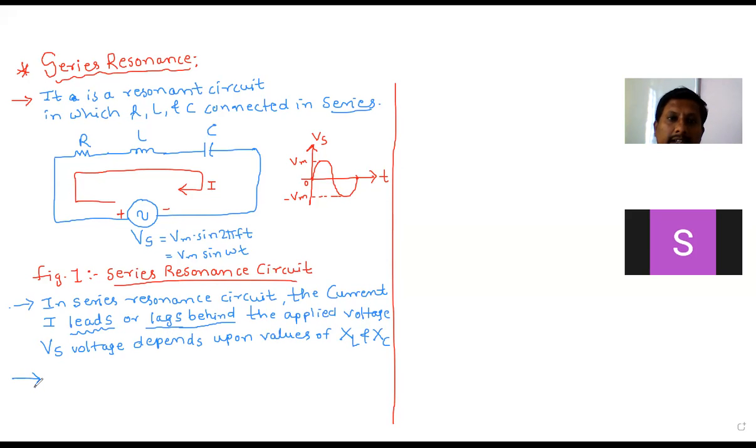Does the current I lead or lag the voltage Vs? That depends on the values of XL and XC. So what is lagging, what is leading? That is nothing but phase difference, here theta. There are three parameters related to an AC signal: amplitude, frequency, and phase. Here theta is equal to 0 degrees for this signal because we are starting from 0.